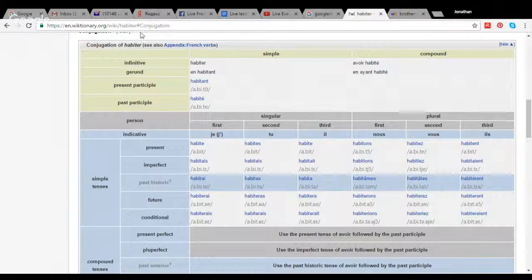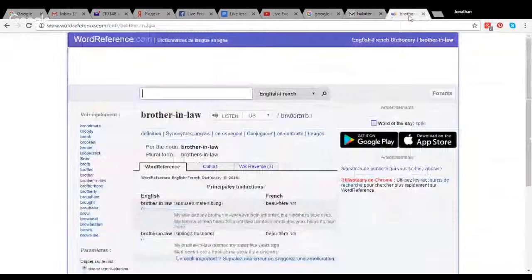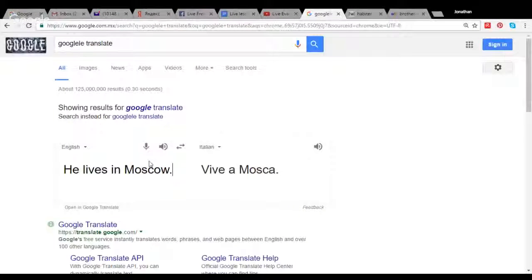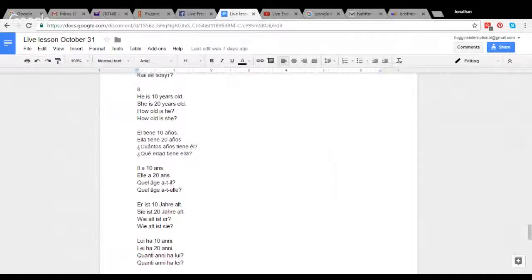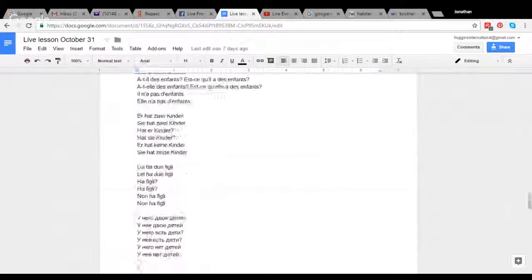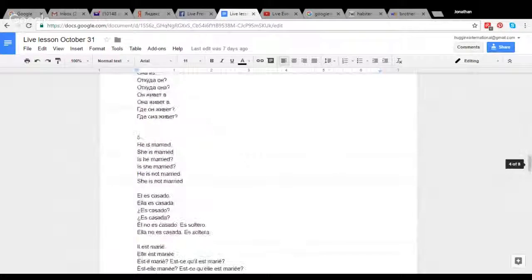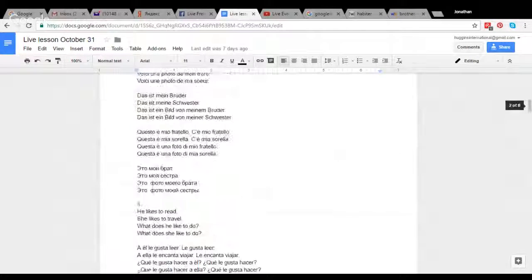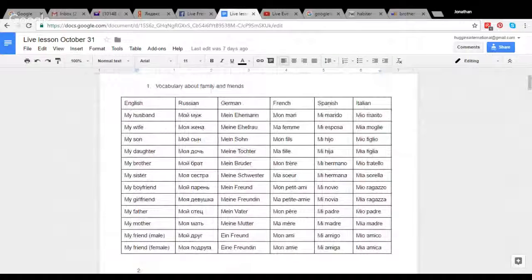Okay, so I would take a look at Wiktionary.com for some of these verb conjugations, or wordreference.com for vocabulary words. And worst case scenario, you could use Google Translate, but sometimes there are some mistakes. So these are some basic phrases and vocabulary words you could be using to talk about people in the he, she form, and also talking to a language exchange partner, saying your brother, your sister, and then these would be my brother, my sister.